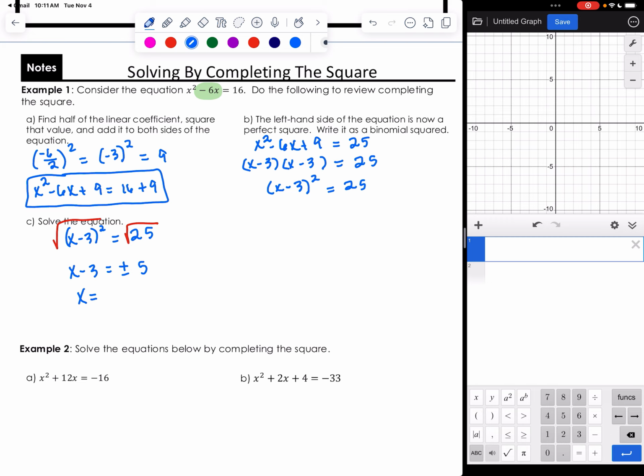So x would equal plus or minus 5 plus 3. So x would equal 5 plus 3, which is 8. And x would equal negative 5 plus 3, which is negative 2. So what we just did in that first example is we solved the equation by creating a perfect square trinomial, and then we used the square root property to solve.